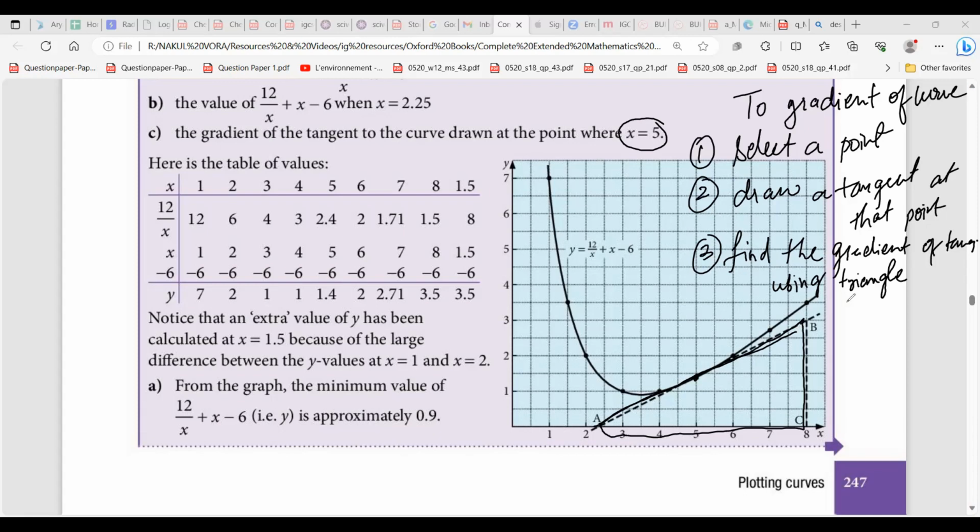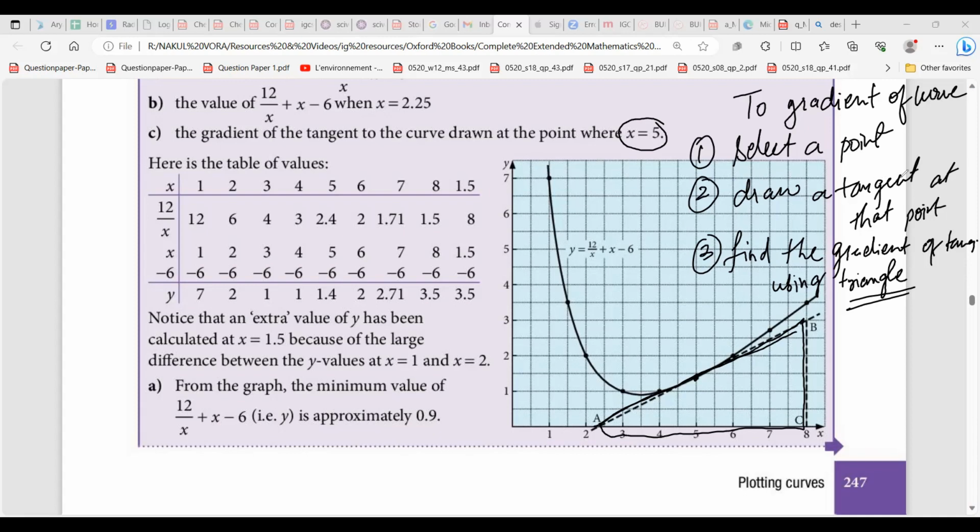तो यू हैव टू यूज द ट्राइंगल मेथड. You have to show that it is a triangle method. Am I clear? What are the steps to do? How to find a gradient of a curve? Point 1, select a point where you are finding the gradient.